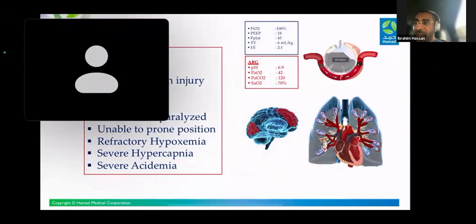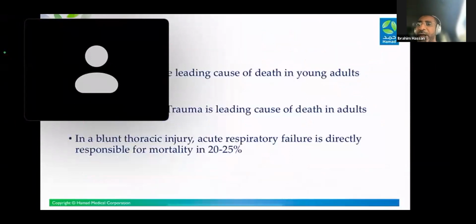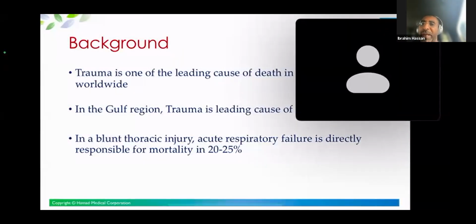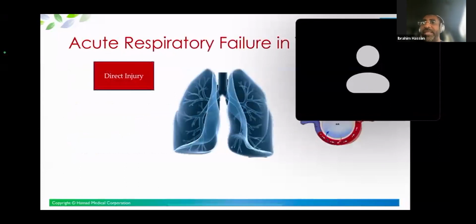If you look at the lung, it's white out and they have severe ARDS. This particular patient also has an intracranial traumatic brain injury. So what really to do, what option? Because if you leave them this way, survival is very, very rare. Going to the background, trauma is still the leading cause of death in young adults worldwide. In the Gulf region, it is the number one cause of death, especially in Qatar. Blunt thoracic injury and acute respiratory failure account for maybe 20 to 25% of the mortality in trauma.